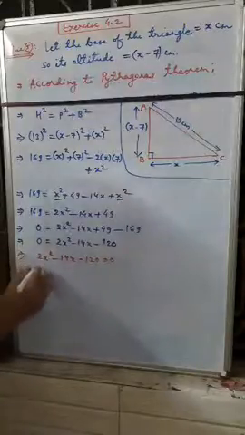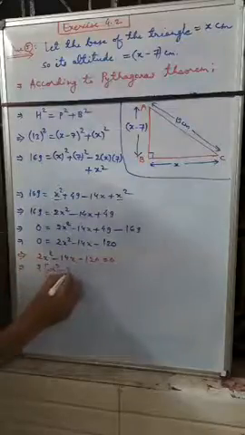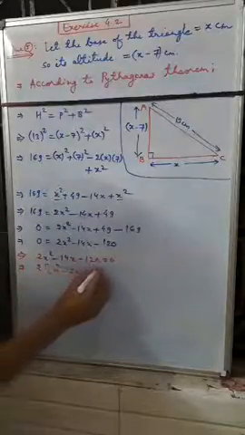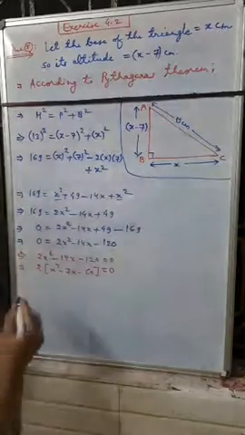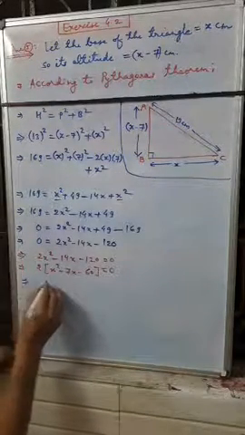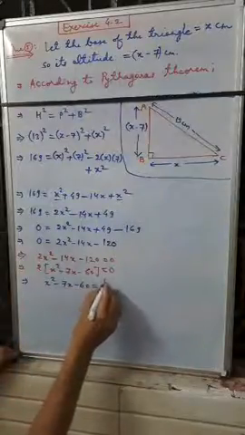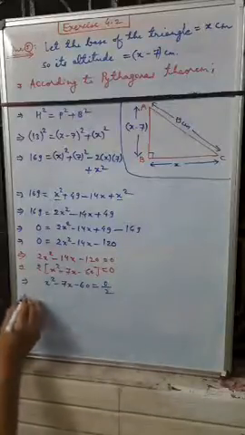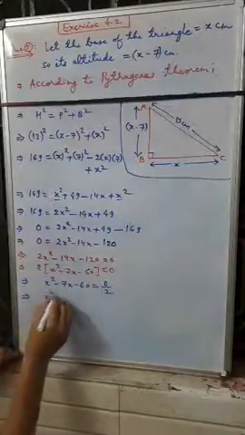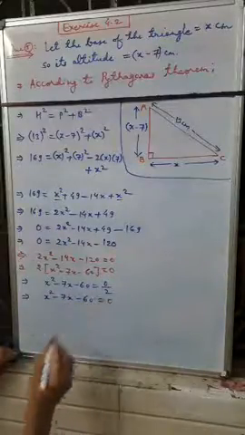So we can take 2 as common. So x square minus 7x minus 60 is equal to 0. So now the equation is reduced to standard form, x square minus 7x minus 60 is equal to 0 by 2. The 2 will be transferred to the denominator of the right hand side. So now the equation becomes x square minus 7x minus 60 is equal to 0.